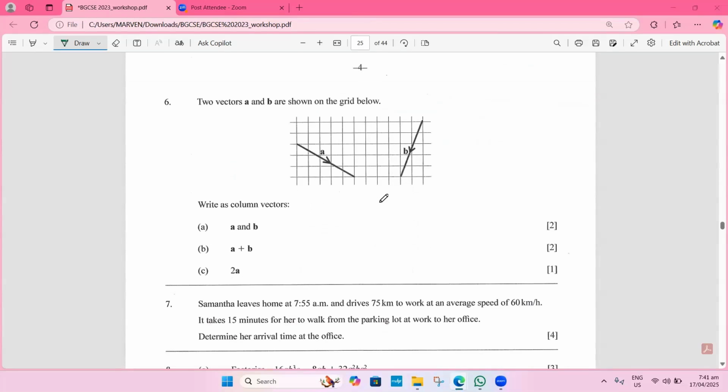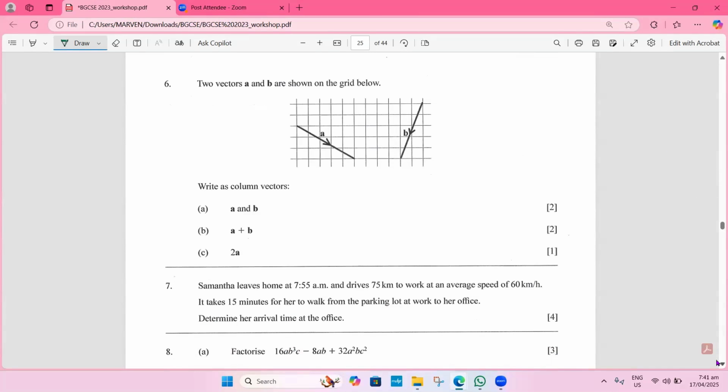All right. Next, number 6. So we have vectors. When we say vectors, these are measurements plus direction. So that is vectors. We have the measurement and direction. So write as column vectors A and B. This is line A, this is line B. As you can see, there is an arrow that is a basic property of vectors. It is not just the magnitude or numbers, but it has direction.